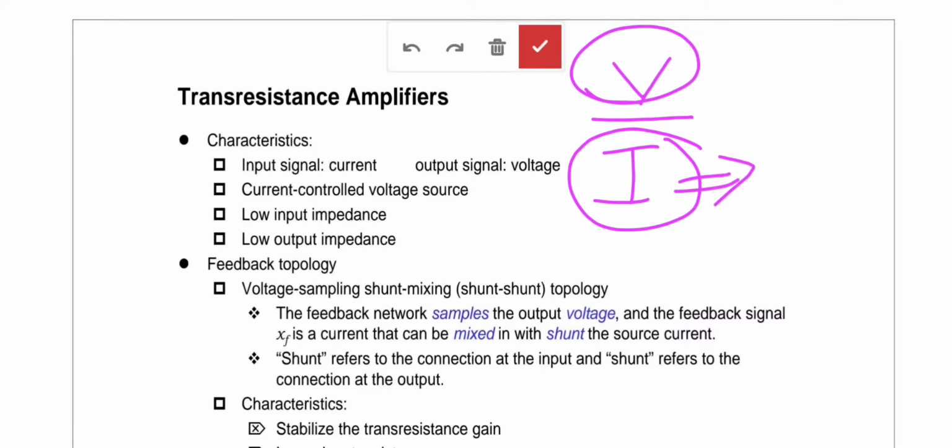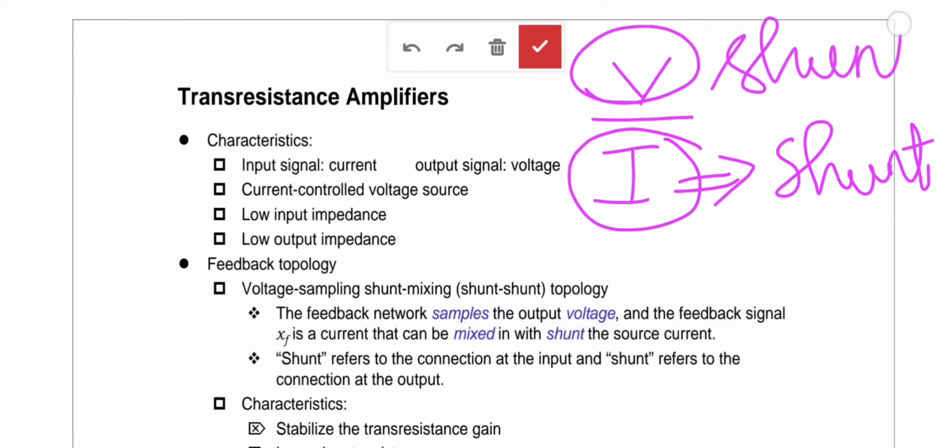So the input signal is current, output signal is voltage, and both are shunt, both are parallel connections. Input and output are parallel connection means resistance will decrease. So it will provide low input impedance and low output impedance. This is why we have told in the properties, a feedback amplifier has the property of controlling the input and output impedance by choosing a proper topology. So if you choose this particular topology, you can make the input and output impedance low.